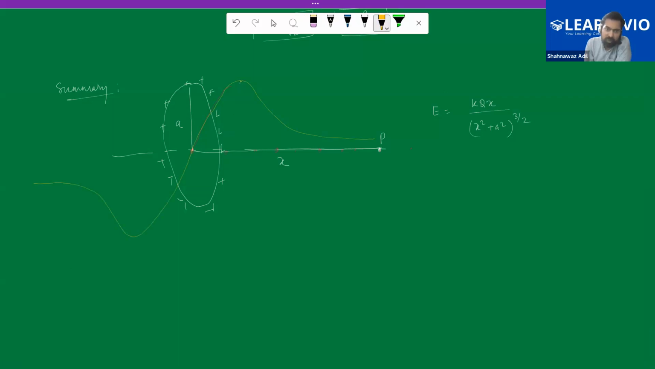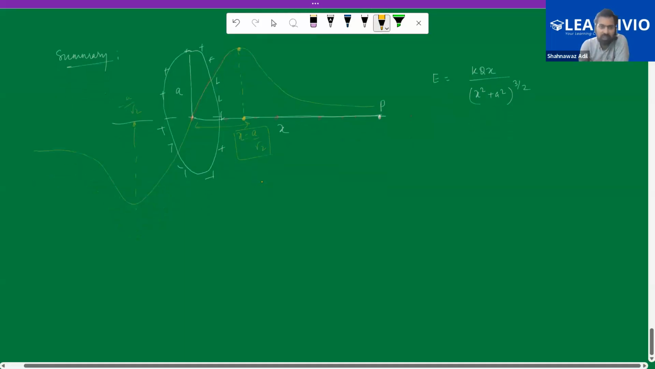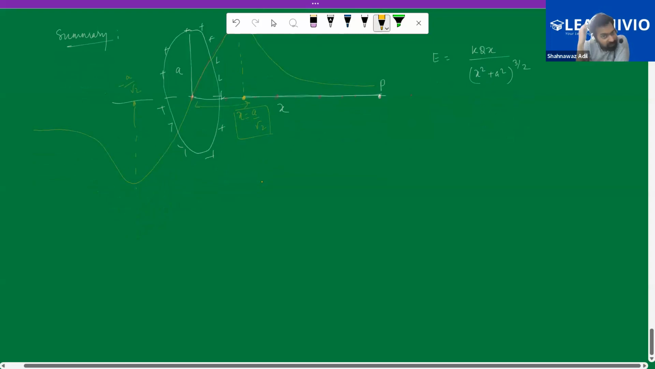This point that we have found is the point at x equals a by root 2 distance. The electric field would be maximum at this point, and at this other point, at minus a by root 2, the electric field would be minimum. Is it clear? Yes, sir. So this was about the electric field due to a ring charge.